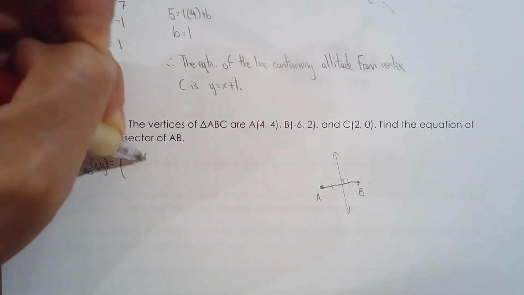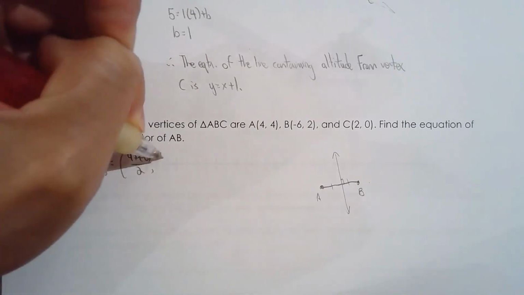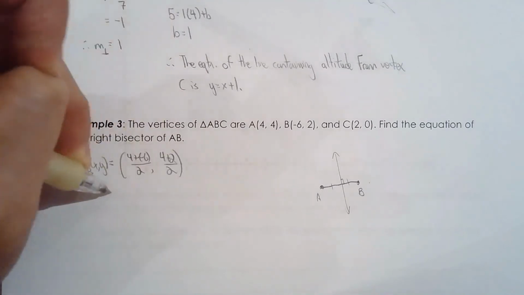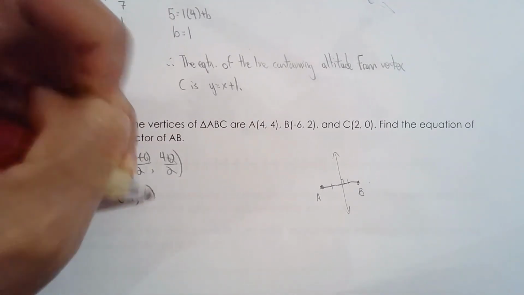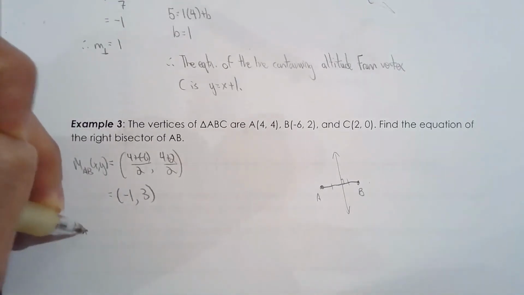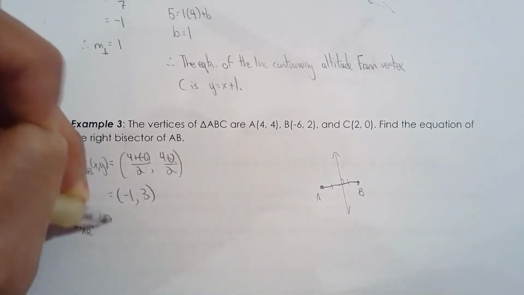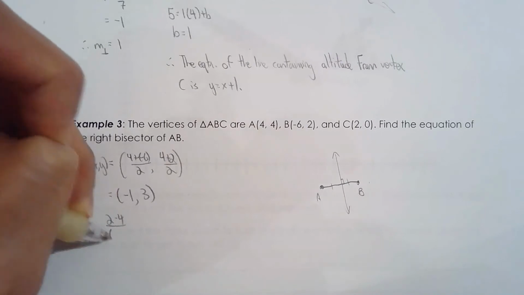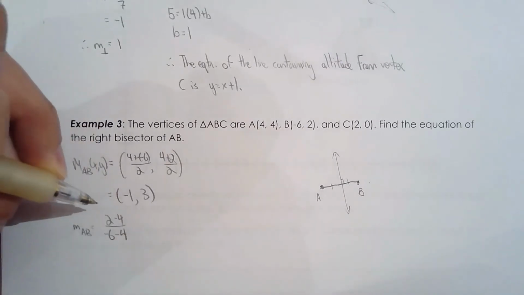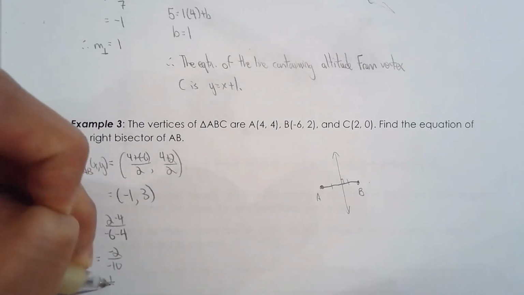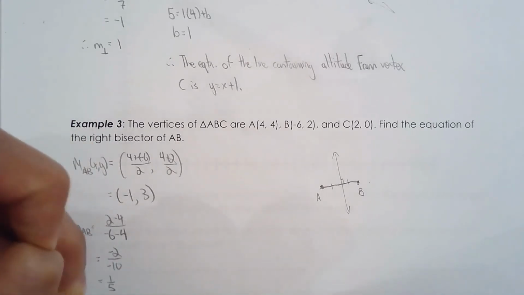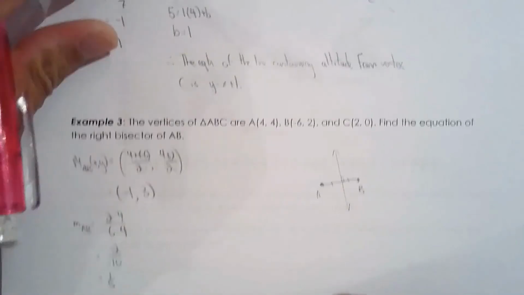4 plus negative 6 over 2, 4 plus 2 over 2, negative 2 over 2, negative 1, 2 plus 6 over 2, 3. Okay? And then the slope of AB is 2 minus 4 over negative 6 minus 4, negative 2 over negative 10, so it's 1/5. Therefore, the perpendicular slope is negative 5.